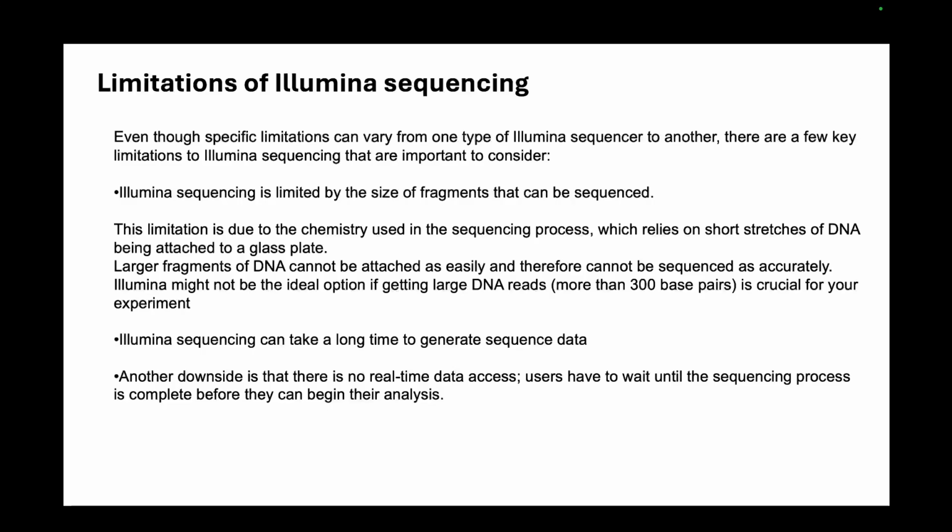Another major limitation of Illumina is there is no real-time data access. You have to wait until the whole process is over, and only then can you begin the analysis. The newer technologies have this real-time data access, and if you have real-time access, you can also check if there are certain errors going on with your experiment or not. So this becomes much more useful in the case of other technologies.